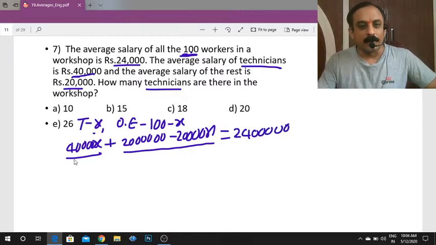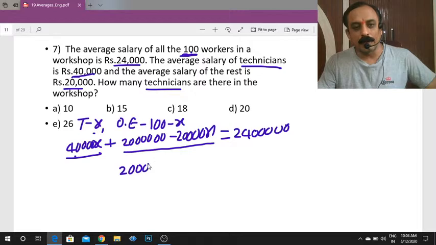24 lakh. So now 40,000 X minus 20,000 X is equal to 20,000 X. 20,000 X is equal to, send 20 lakh from left to right. 24 lakh minus 20 lakh is 4 lakh. Now, cancel the numbers. How many zeros are there? 4 zeros. Cancel 4 zeros.